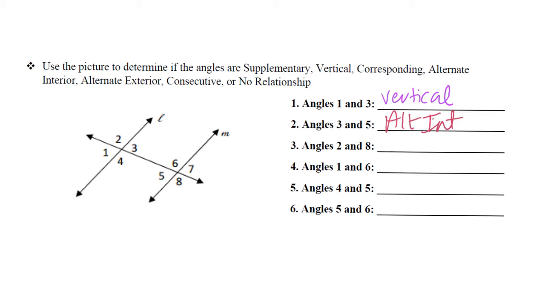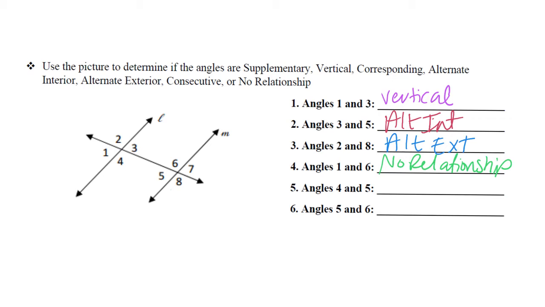Okay. Then the next one says 2 and 8. So those are outside of the parallels. So they're on opposite sides of the transversal. So alternate exterior angles. The next ones are 1 and 6. 1 and 6, one's inside, one's outside. So they can't be either interior or exterior. They are on opposite sides of the transversal, so we don't really have anything going on with that. So they have no relationship. You don't really have any way to identify how those can be related to each other name-wise.